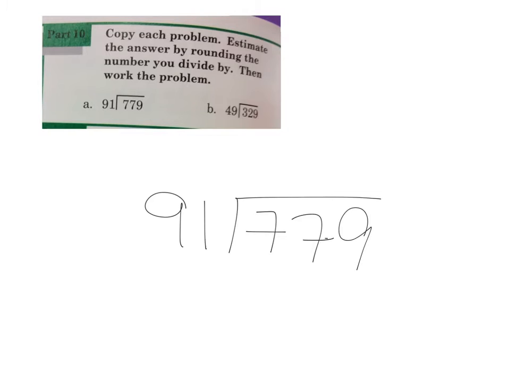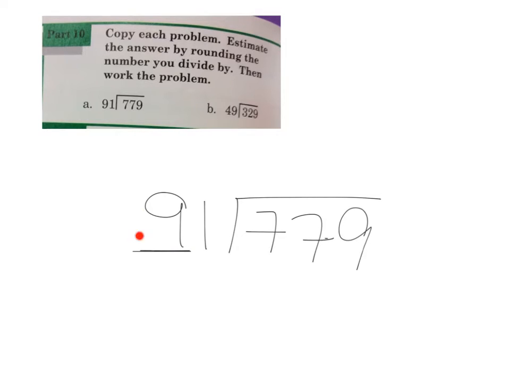So what they mean by rounding the number that you divide by. This is the number we divide by, and I need to round it to the tens place so that I can estimate what my number up here is supposed to be. I see that 9 is in my tens place, so I look next door and I see a 1. This is not 5 or above. I asked myself, is this 5 or above? The answer is no. Whenever the answer is no, that means this stays the same.